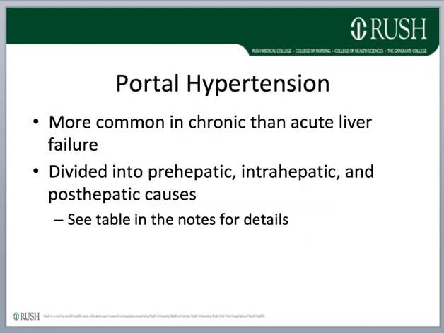The most important complication of cirrhosis is portal hypertension. Although it does occur in acute liver failure, it's more common in chronic. You can divide portal hypertension into prehepatic, intrahepatic, and posthepatic causes. You can see the table I made in the notes for further details, but in the context of cirrhosis, that's obviously an intrahepatic cause of portal hypertension.